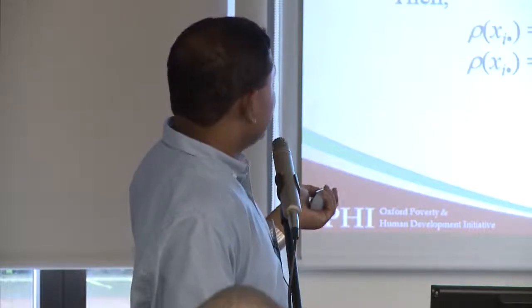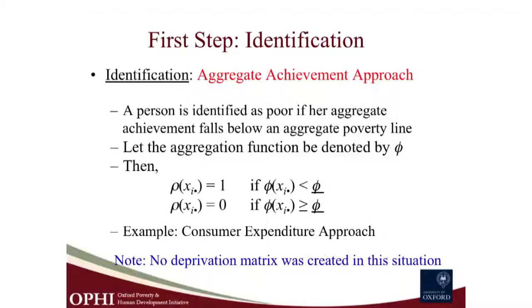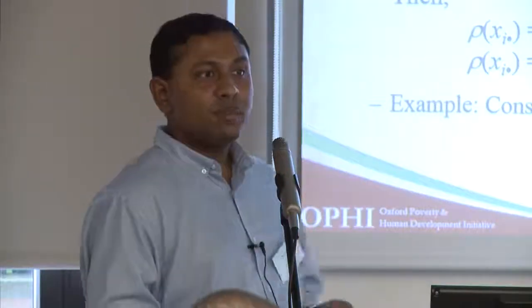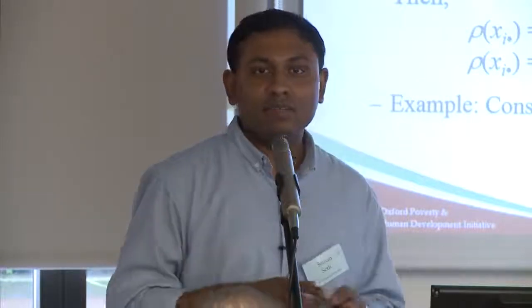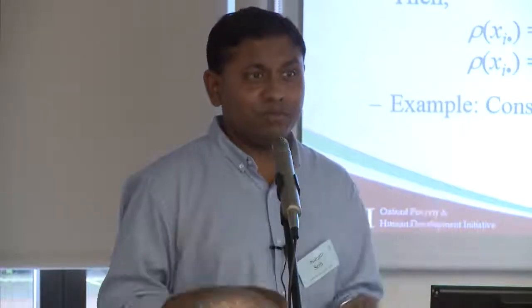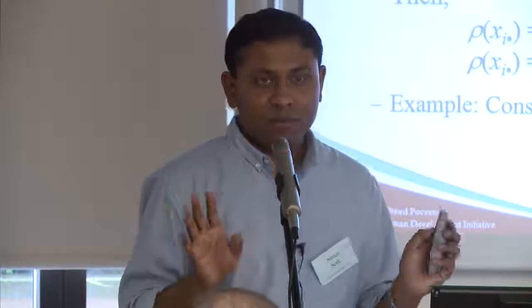So then the idea is you have such an aggregation function, you aggregate, and then you have an overall threshold below which you are identified as poor, otherwise not. An example is the consumer expenditure approach. I do not find any better example in the multidimensional context. Okay?